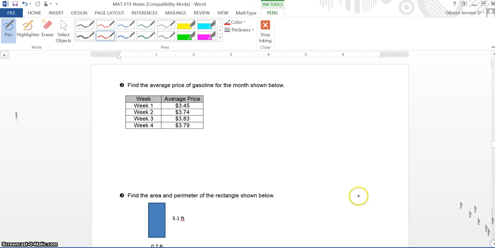Okay, now it says here, find the average price of gasoline for the month shown below. Okay, so now we have Week 1, we had $3.45. Week 2, $3.74. Week 3, $3.83. And week 4, $3.79. Now to find the average, the first thing we must do is add all these numbers together.